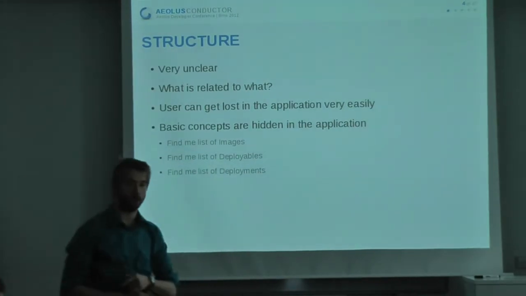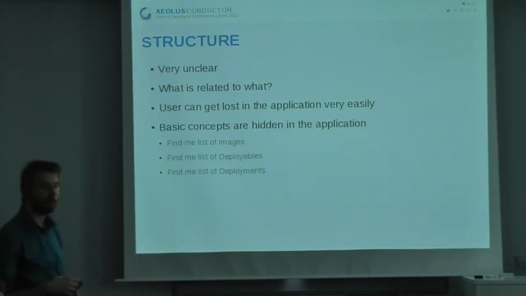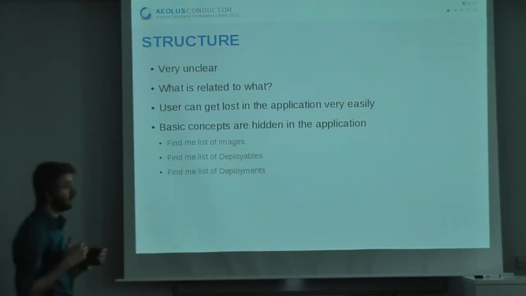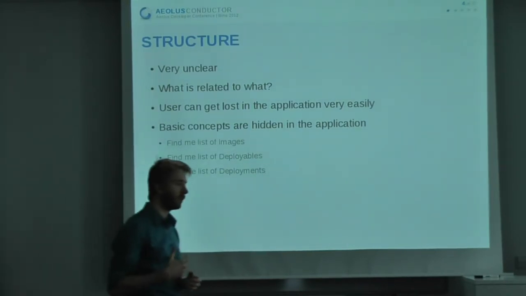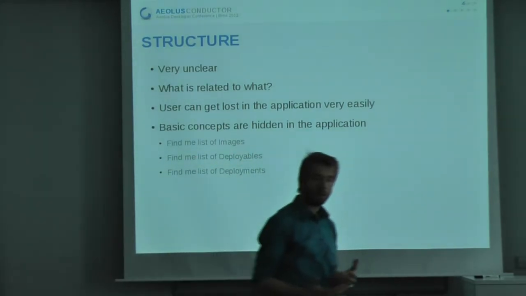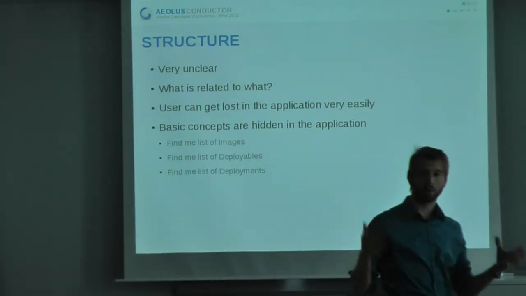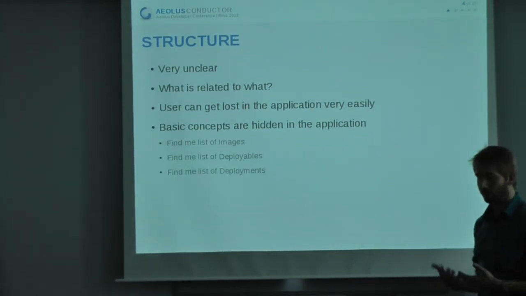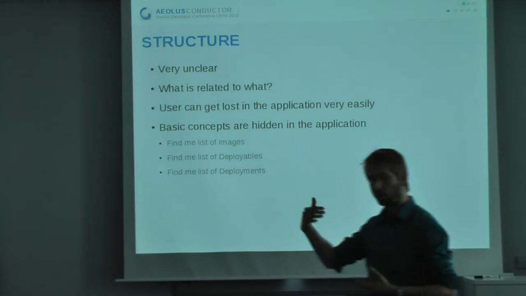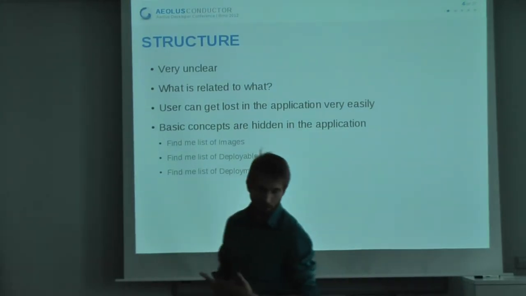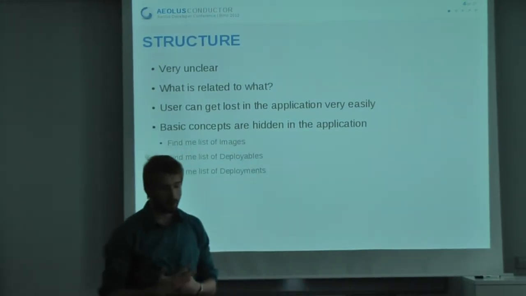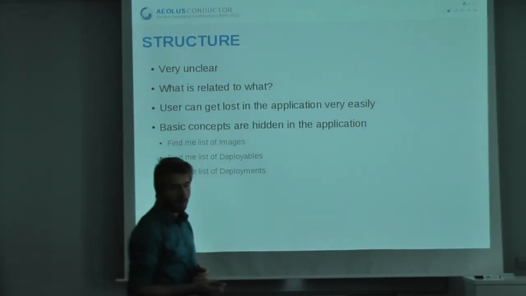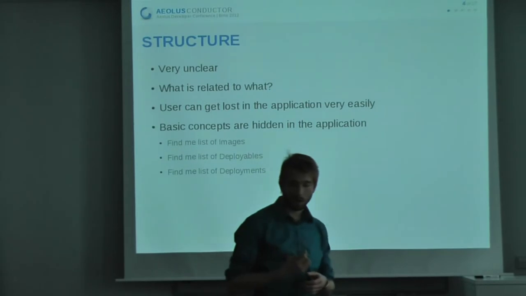Regarding the structure right now, the navigation is not very clear for the user. It's unclear what is related to what. There are some bounds, for example, catalog is under pool, and it's not very clear. There is a bound that image has to be within the environment, and it's not very clear. Then the user can get lost in the application very easily. And basic concepts are hidden in the application.